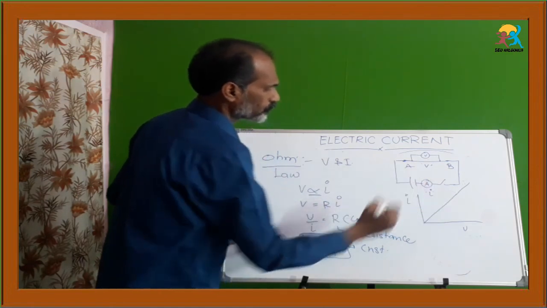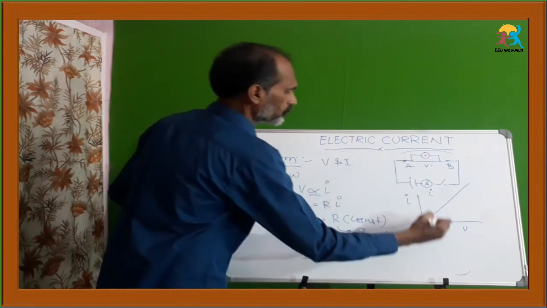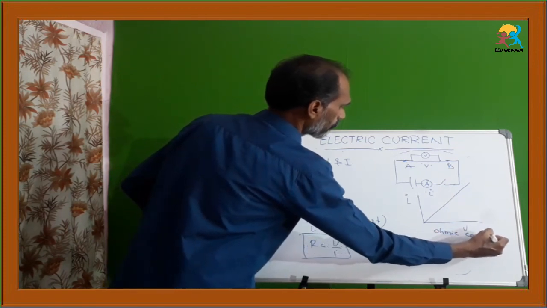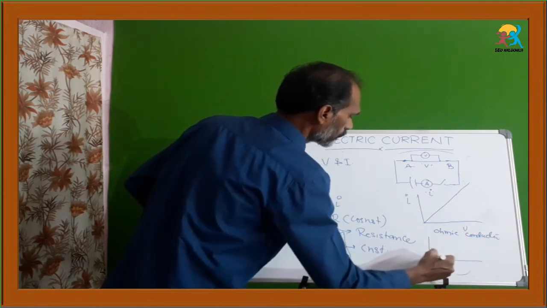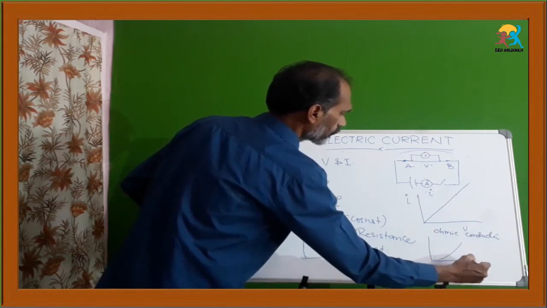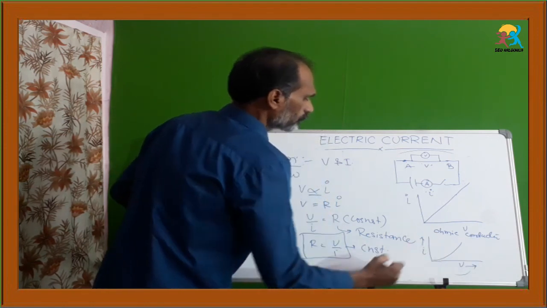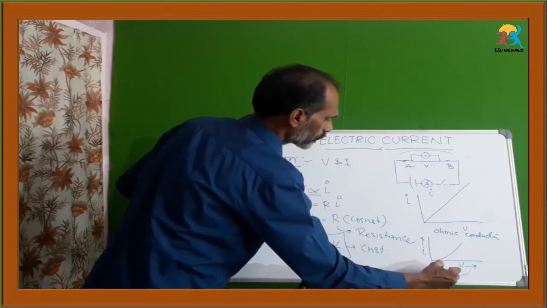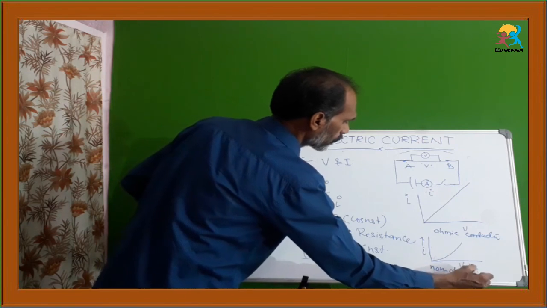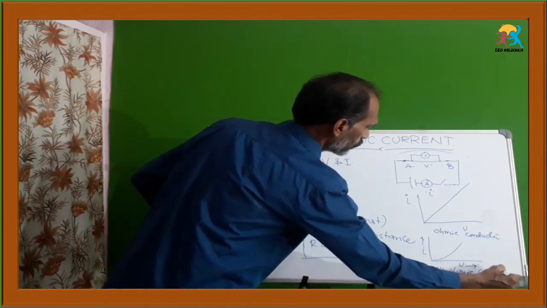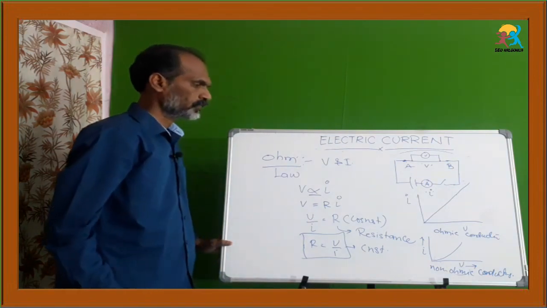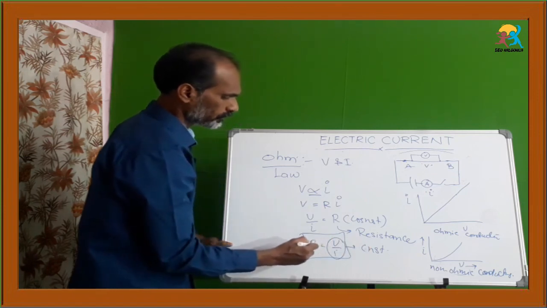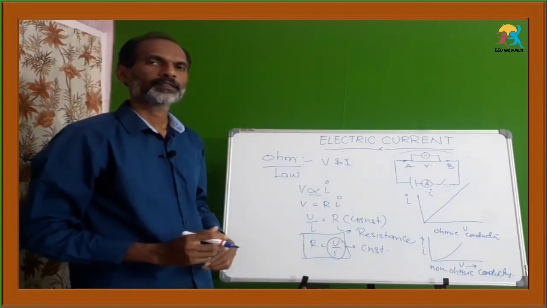the graph looks like this. If it looks like a straight line, that kind of conductor is known as an ohmic conductor. If the graph is not a straight line and looks like a curve, then that kind of conductor is called a non-ohmic conductor. So for a specific conductor, the V by I value is a constant, which is called resistance.